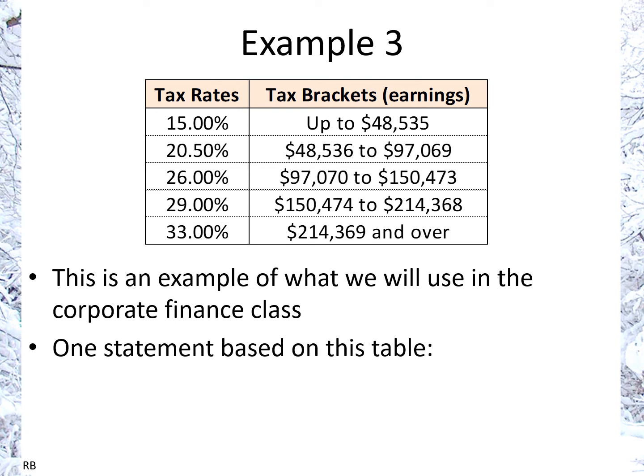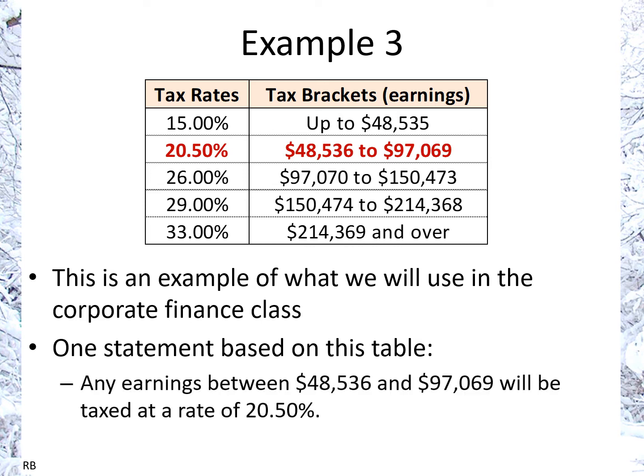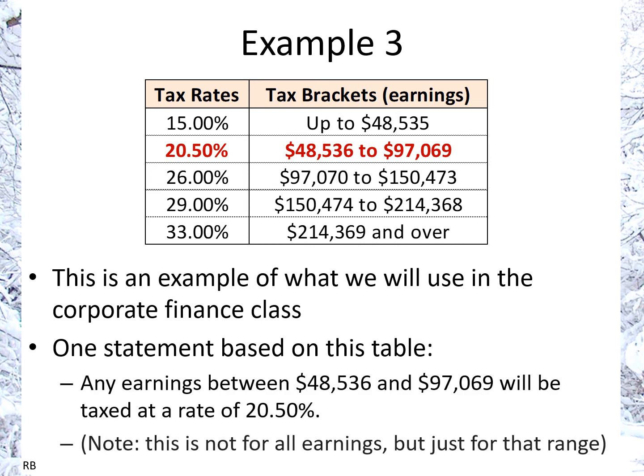Let's take a look at one statement based on this table, a statement that would make sense. So we're going to focus here on this row. And what it would mean is that between $48,000 and $97,000, that will be taxed at a rate of 20.5%. Now, note this is not for all earnings, but just earnings in that range.